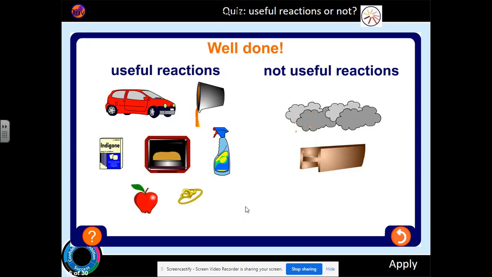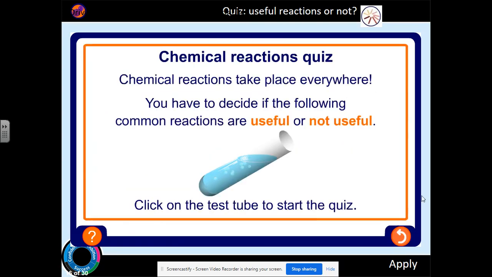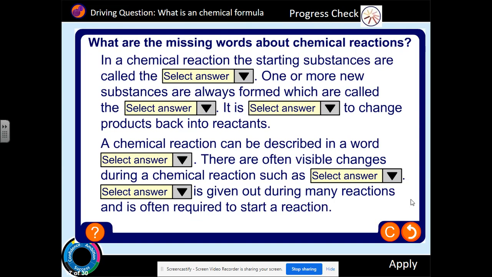Right? Well done. Useful reactions: combustion, smelting, polymerization, fermentation, ripening of fruits, electrolysis. Not useful reactions include acid rain and rusting. Now, I want you to pause the video and have a go at this passage. If not, let's go through the passage together.